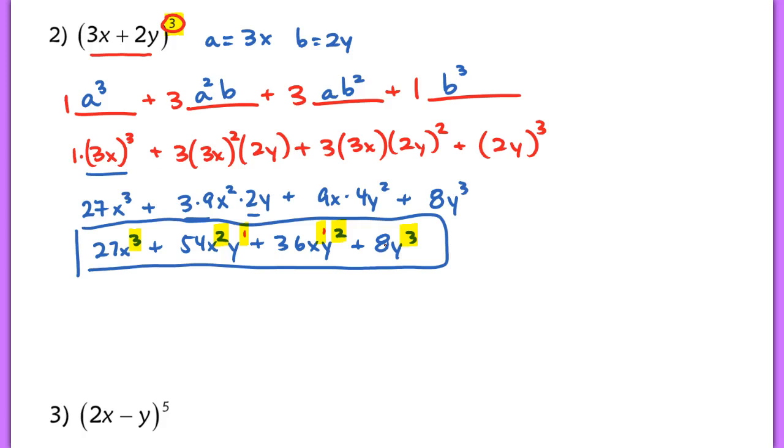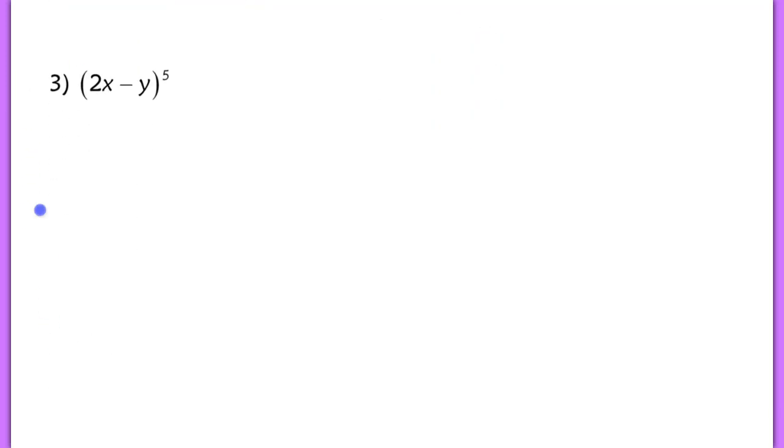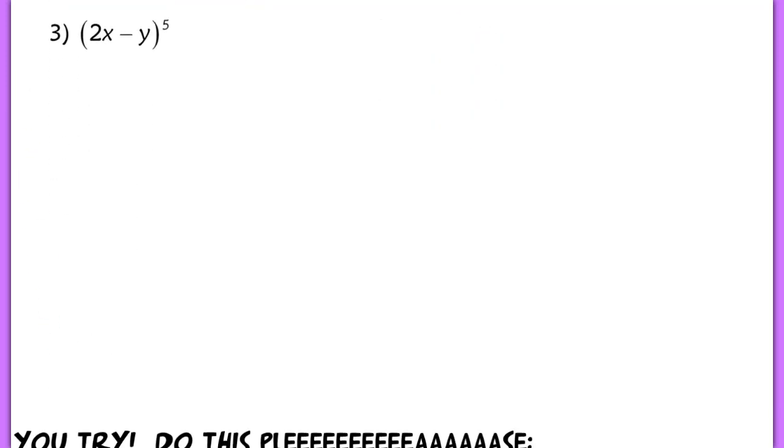All right, last question here, number 3. This one's a little bit more difficult, and that's because we're going to the 5th power. So as you raise powers, the coefficients become a lot larger, and you're going to have more multiplication to do. But anyhow, let's get to the 5th row.